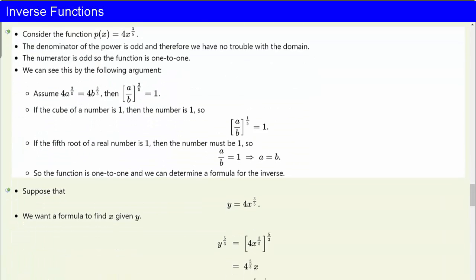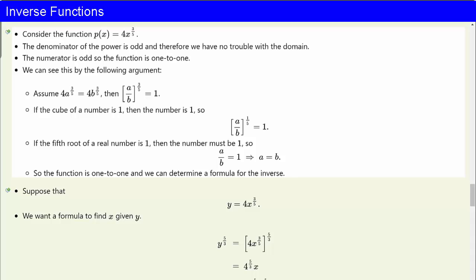As another example, consider the function p of x equals 4 times x to the 3/5 power. I've chosen that power 3/5 so that the denominator is odd, and therefore we have no trouble with domain, because you can only take even roots of positive numbers. And the numerator is odd so that the function is one-to-one.